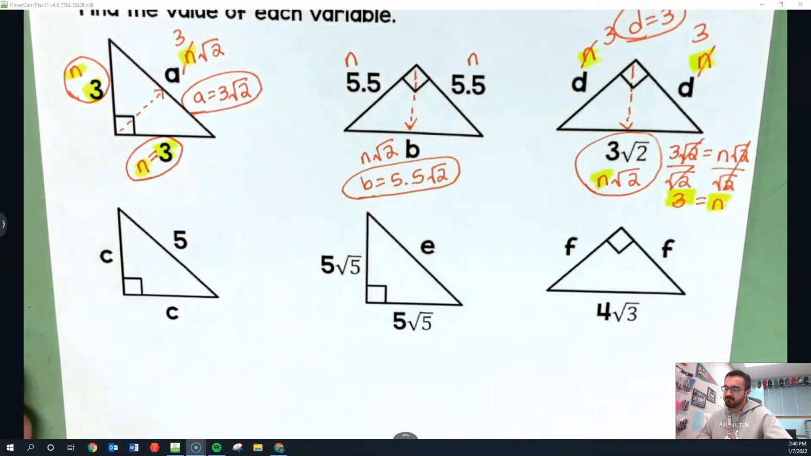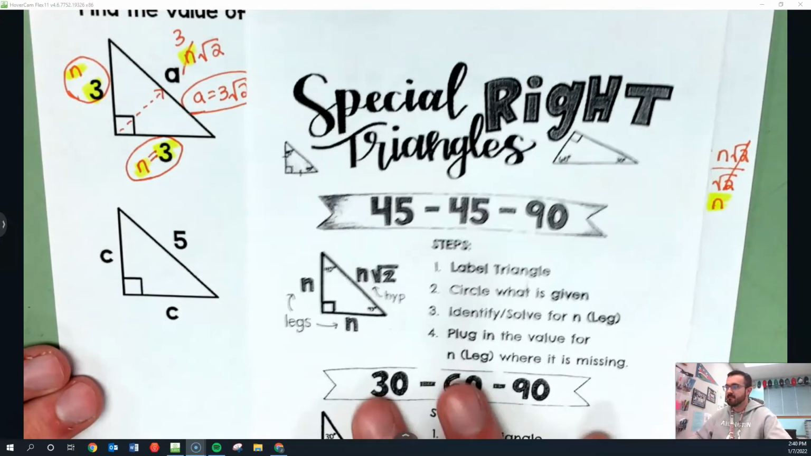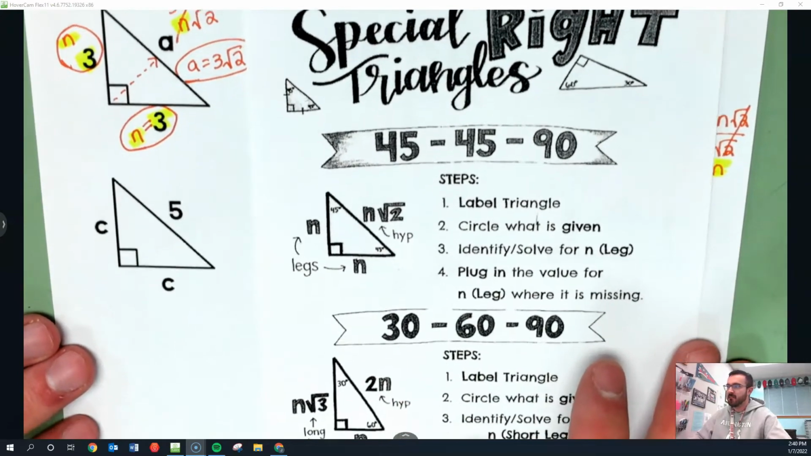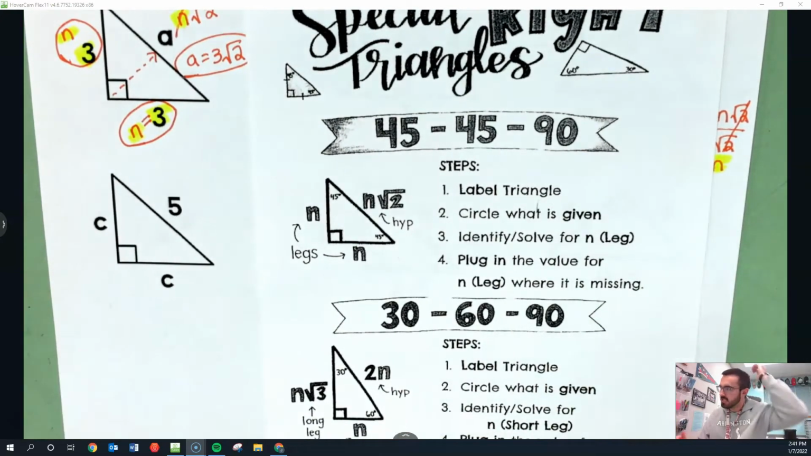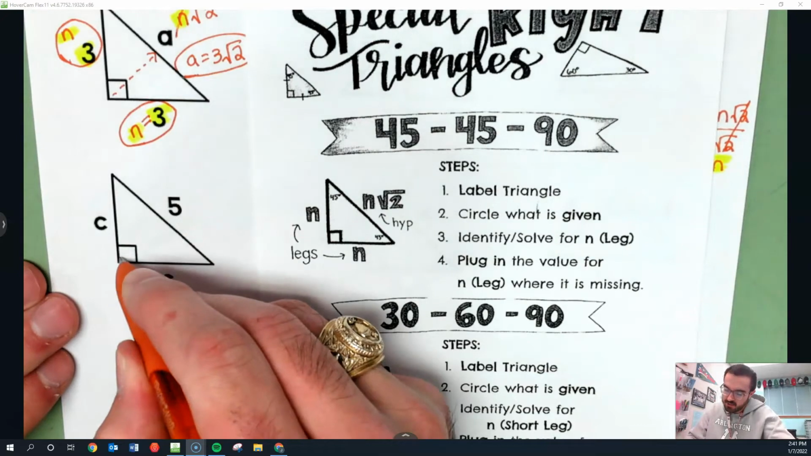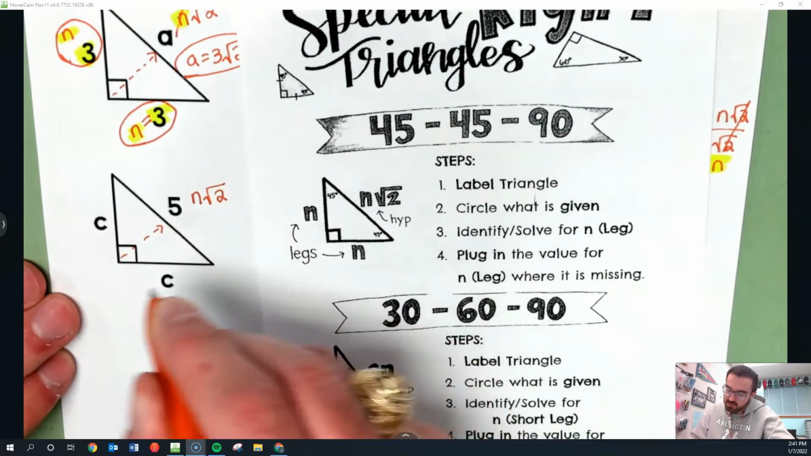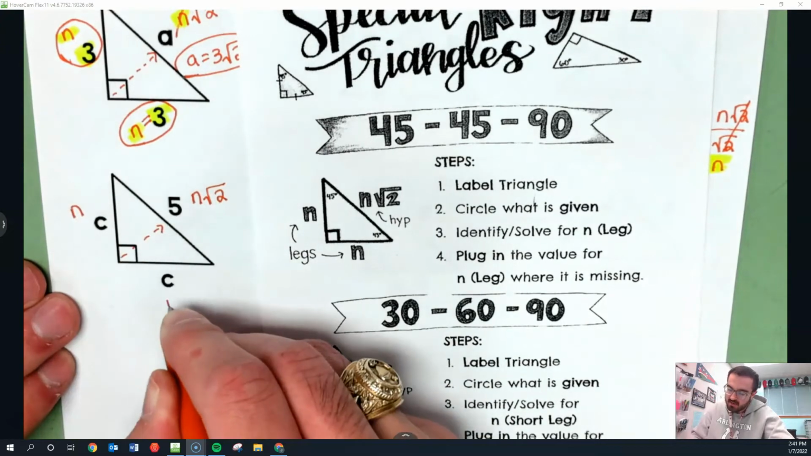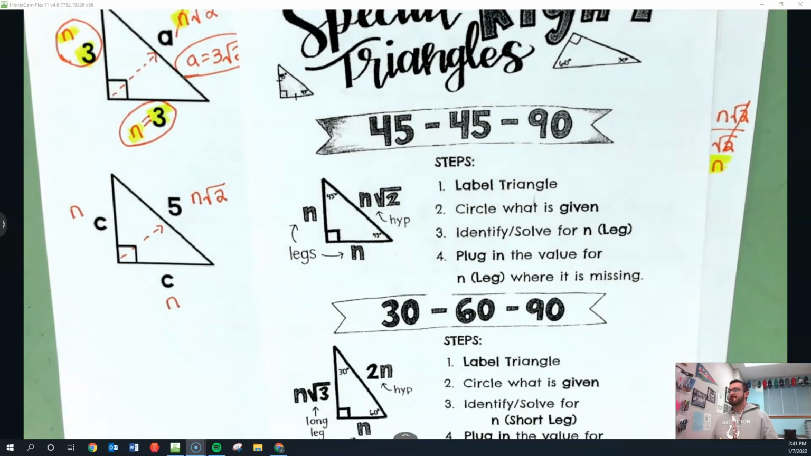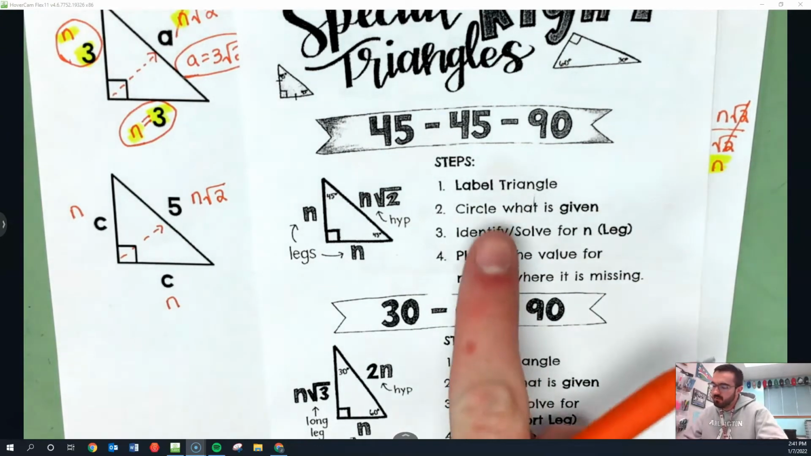All right, how about this one? Looks pretty simple, doesn't it? But it's not. Okay, let's take a look here. We're going to label this triangle. Here's my right angle, so across from it is going to be n square root of 2. My legs are both n. Okay, now we've labeled our triangle.